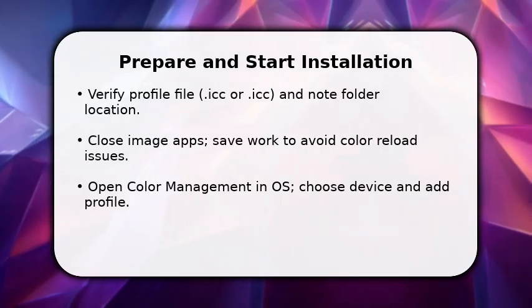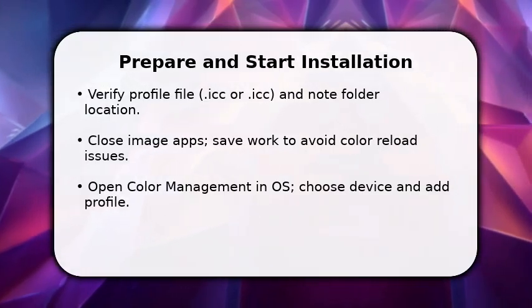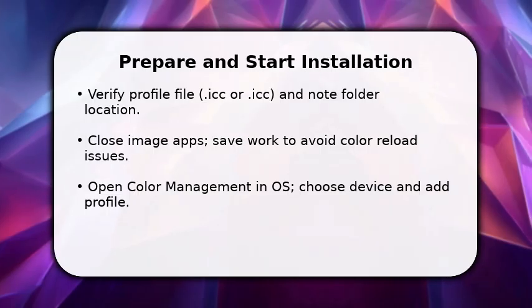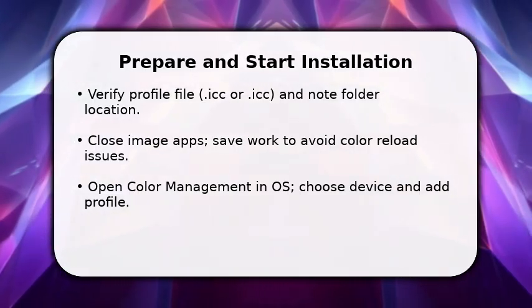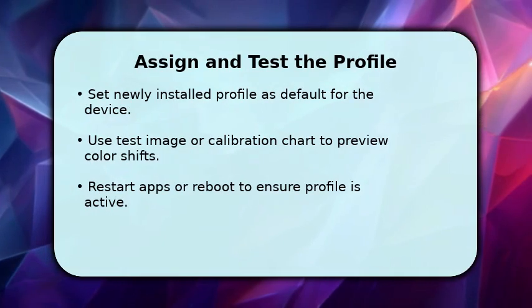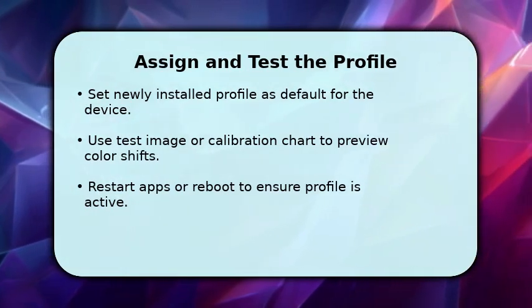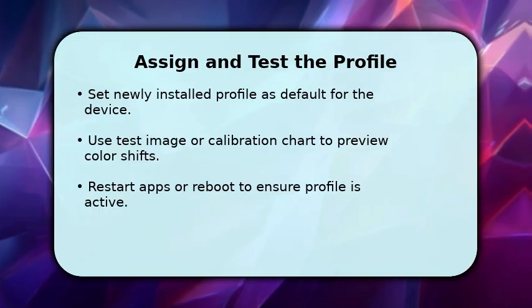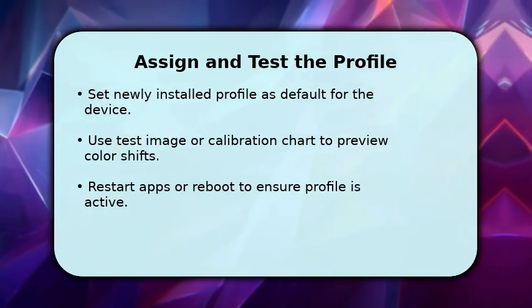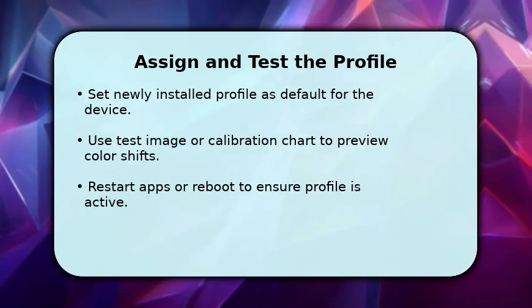From there, choose Add or Install Profile and navigate to the folder where the ICC file is stored. This begins the actual installation process. Once added, you need to assign the profile to the device so it becomes active. Select the new ICC profile and set it as default or recommended for that monitor or printer. This tells your system to use it for color conversions.